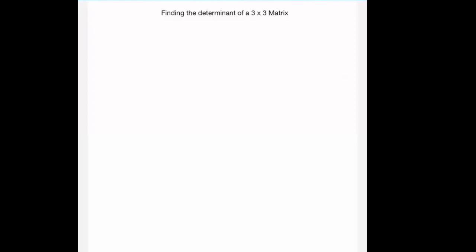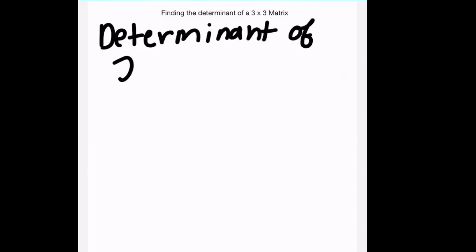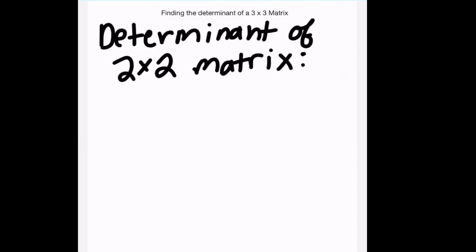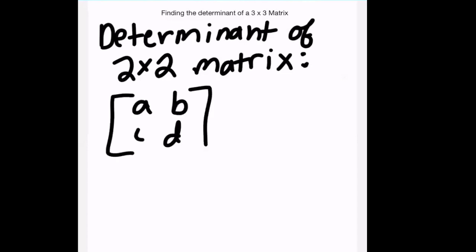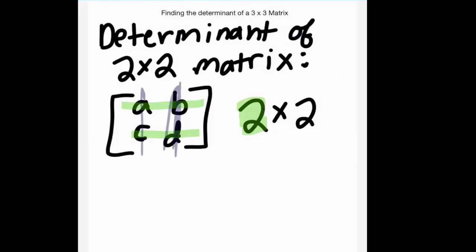But basically, as a refresher, we are going to review the formula for finding the determinant of a 2x2 matrix because it is useful and important when finding the determinant of a 3x3 matrix. Determinant of a 2x2 matrix. Let's say we have the matrix A, B, C, and D. This is a C, this is a D. So this is a 2x2 matrix, right? Because it has 2 rows and 2 columns.